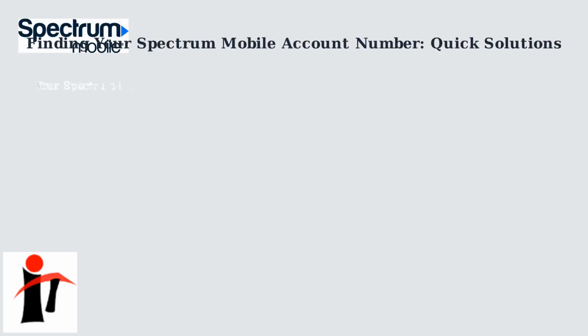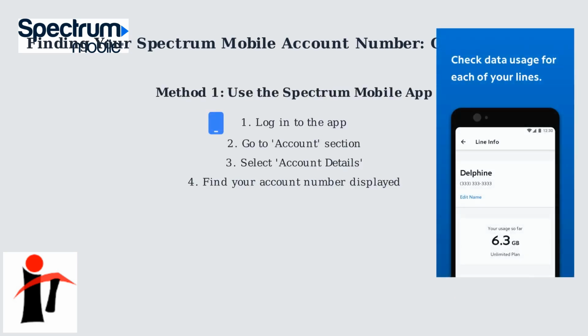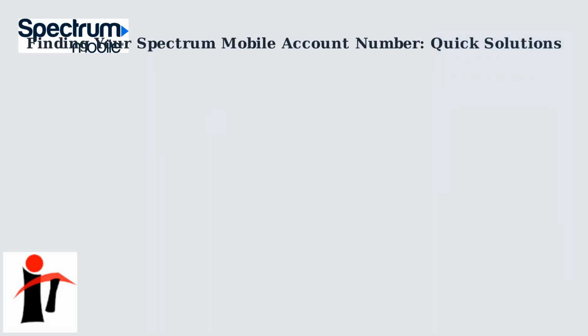Your Spectrum Mobile account number is a unique identifier needed for managing your bill or switching carriers. Let's explore the quickest ways to find it. The fastest method is through the Spectrum Mobile app. Simply log in, navigate to the account section, then account details, and your number will be displayed.